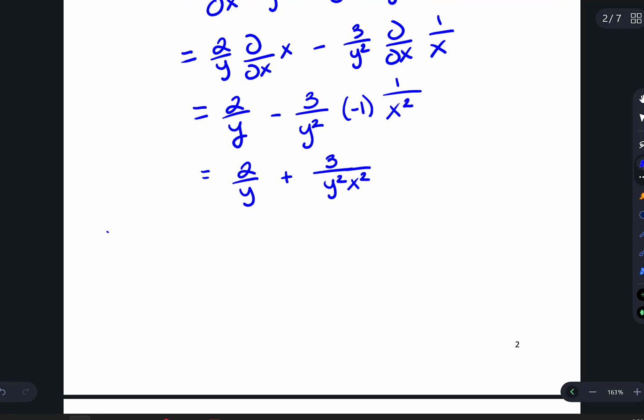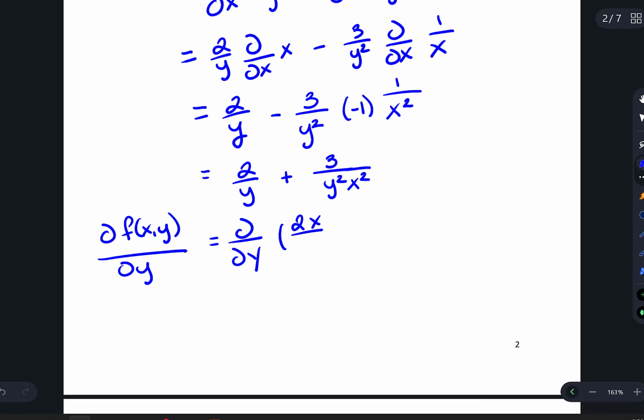We could also take that partial derivative with respect to y. And so notice if we're going to do that, this time we're going to treat everything that is not y as a constant.